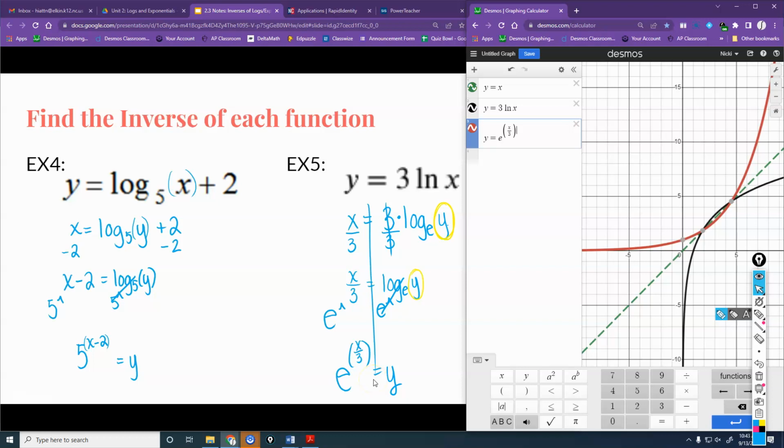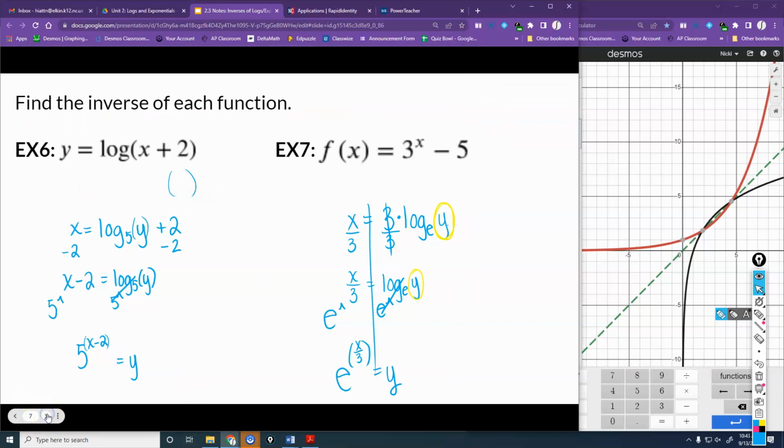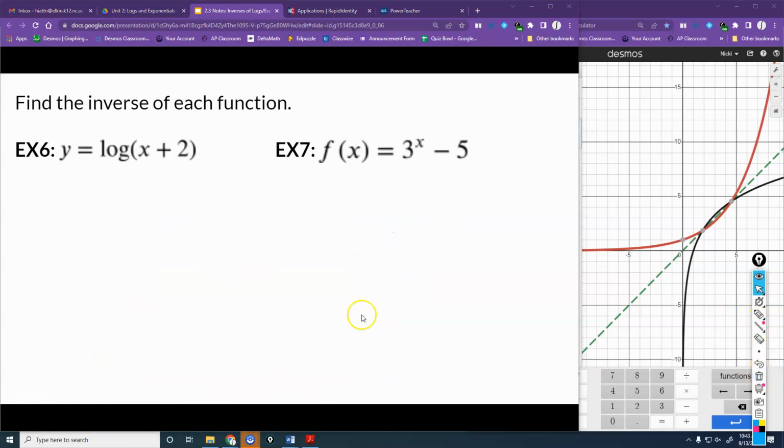Okay, questions there? We just got one more slide left, or are there 2? 2. Okay. All right, go ahead. I want you to do those. Do the last 4. See what you can get on those last 4. Check them on Desmos as you go.